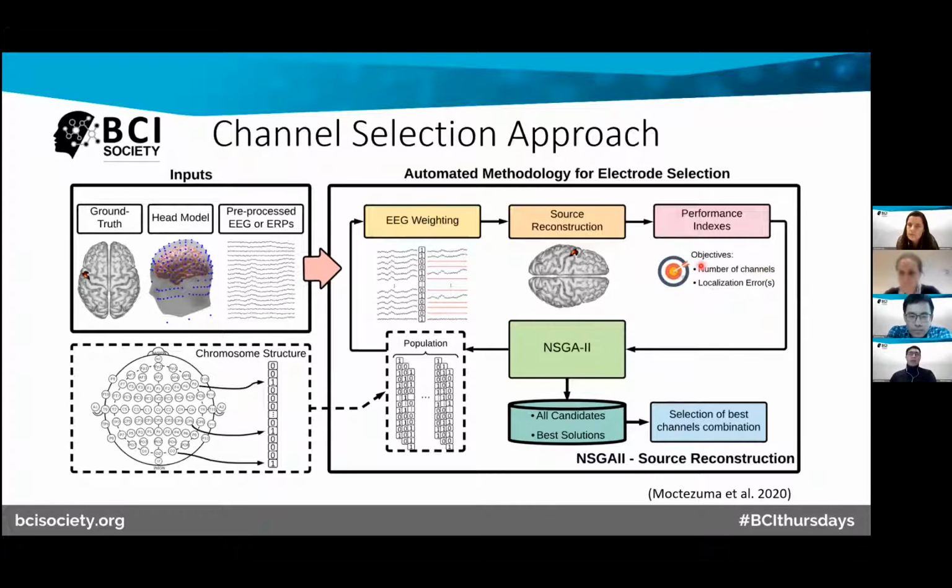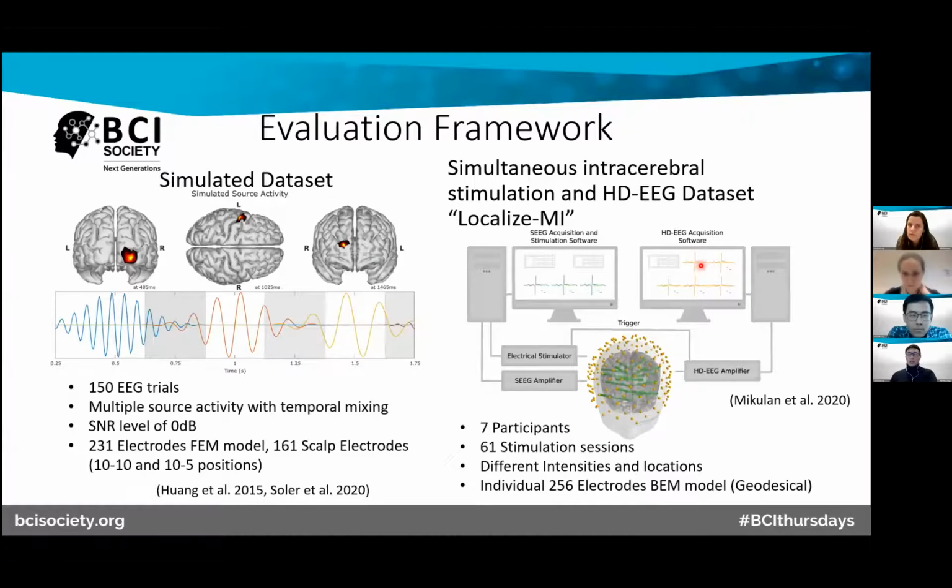In that sense, we use two different frameworks to evaluate this proposal. One of them was using simulated activity. We simulated 150 trials of multiple source activity in multiple areas of the brain with temporal mixing.